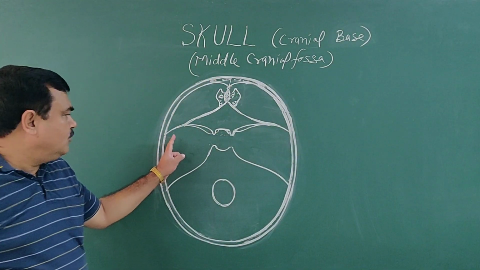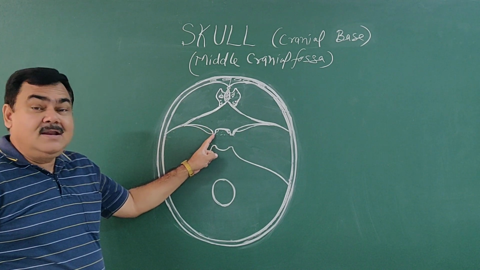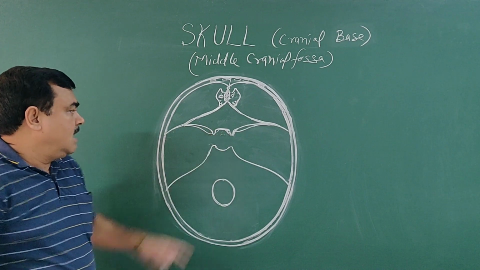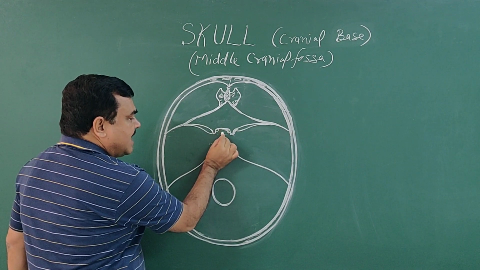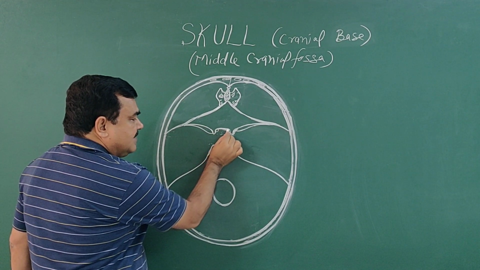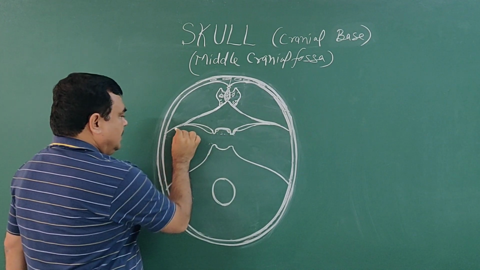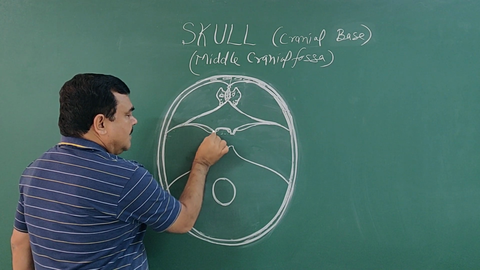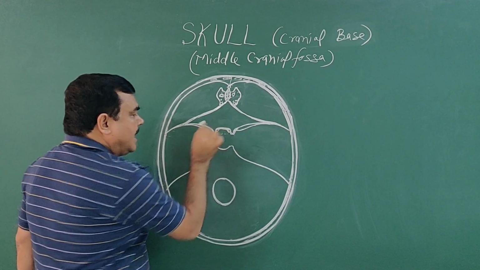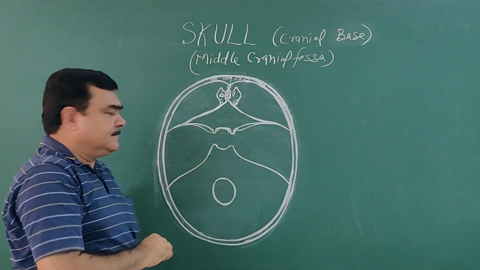it is anteriorly bounded by the lesser wing of sphenoid, the anterior clinoid process, and the anterior margin of the sulcus chiasmaticus. This is the sulcus chiasmaticus, and this is the anterior margin of the sulcus chiasmaticus. This is the anterior boundary: lesser wing of sphenoid, anterior clinoid process, and anterior margin of sulcus chiasmaticus.